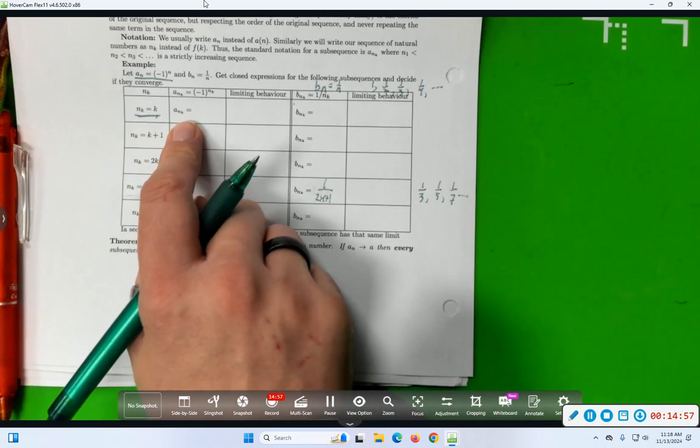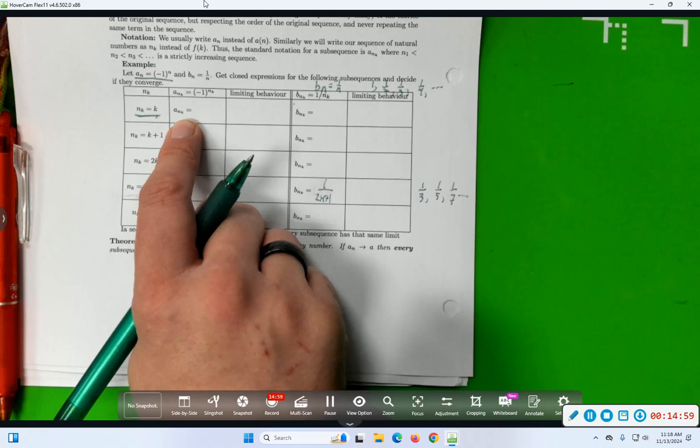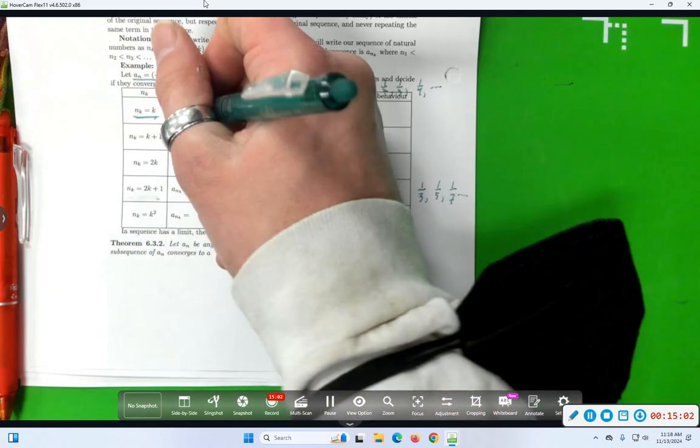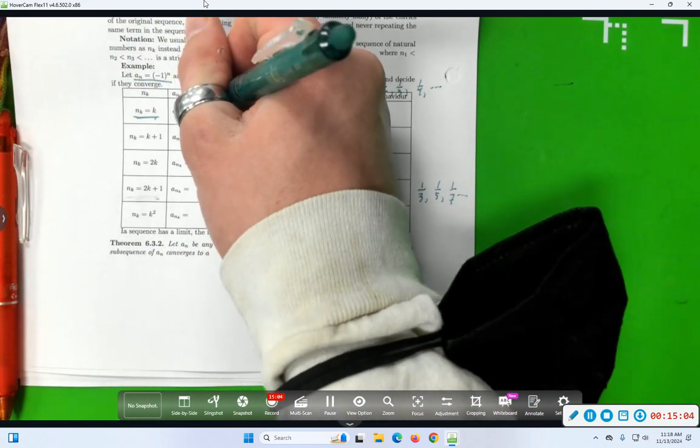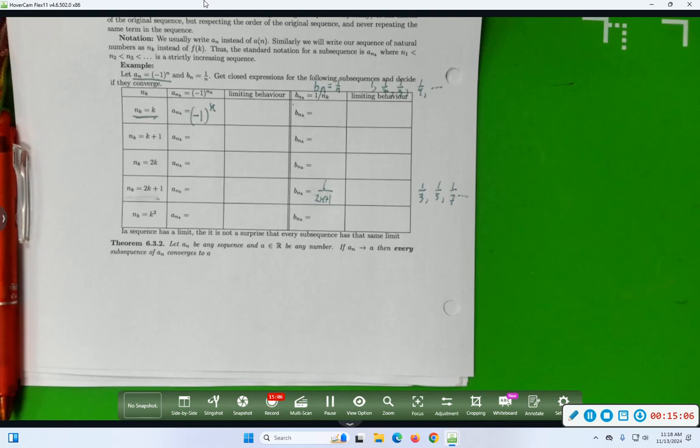So what is the formula then for a sub n sub k? Negative 1 to the k. And tell me about the limiting behavior of that thing. Does it converge? If so, what's the limit? Doesn't converge. Does not converge.